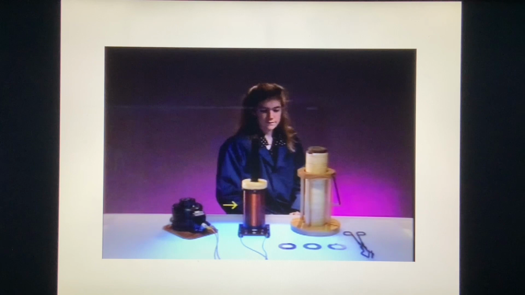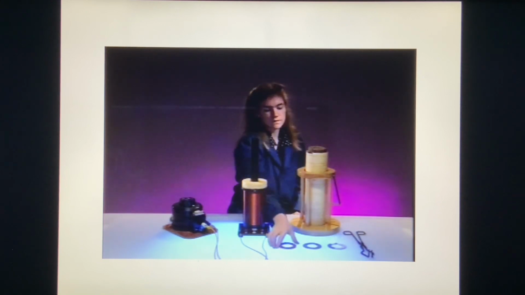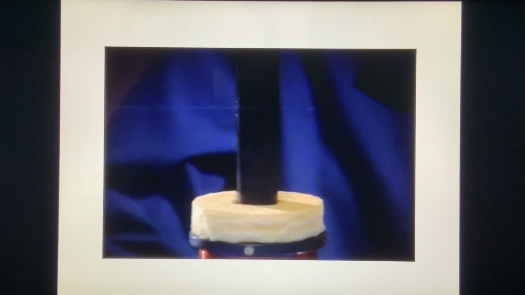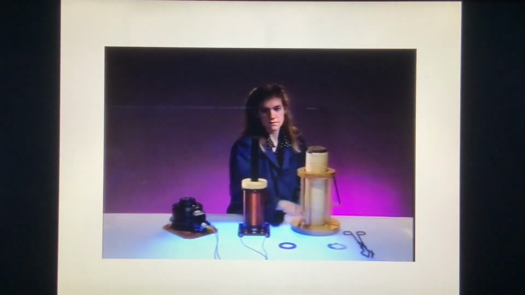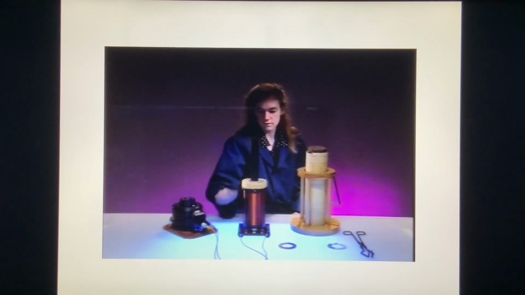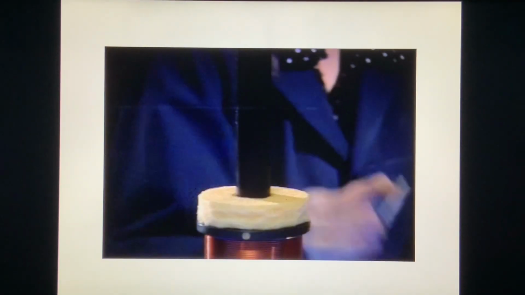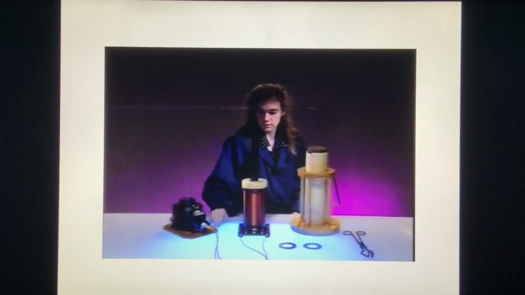This wire coil surrounds a long iron core. We'll run an alternating current through the coil and watch the effect on metal rings placed over the iron core. This copper ring rises up above the coil and floats at a constant height. A lighter aluminum ring flies completely off the core. If we use this aluminum ring with a small gap, it doesn't move at all.